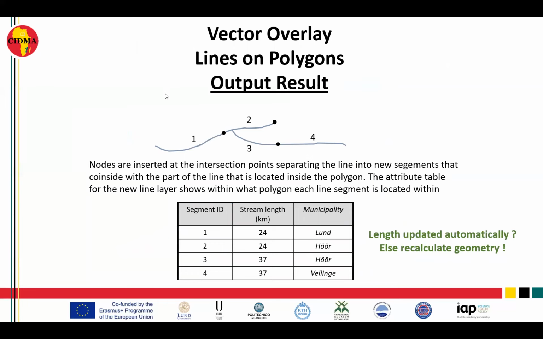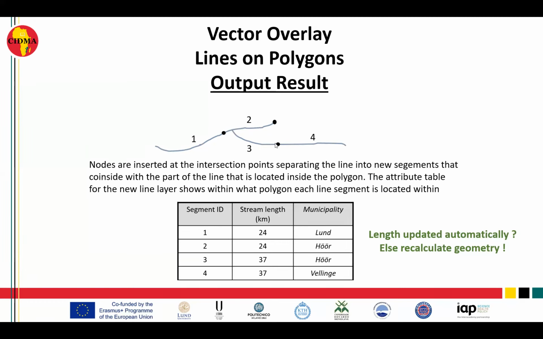And the output result will then be many more different segments of the line. So it will be split up into segments now. So this segment belongs to one municipality. This segment belongs to another municipality. And probably there should be a point here as well, as we have a node here connecting these two segments. That's my error in this figure.